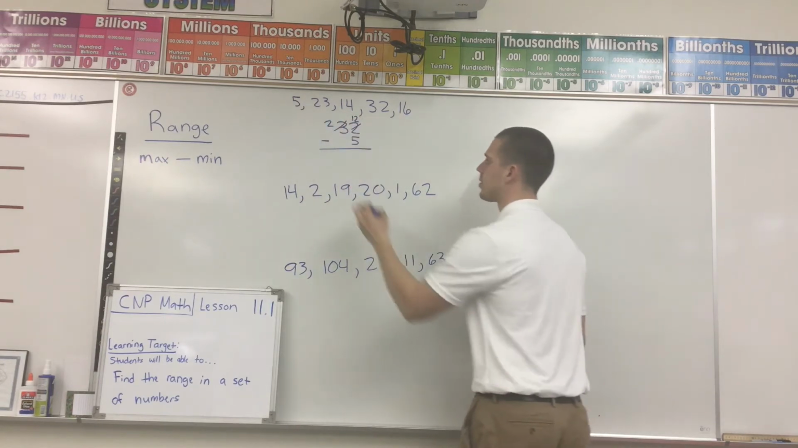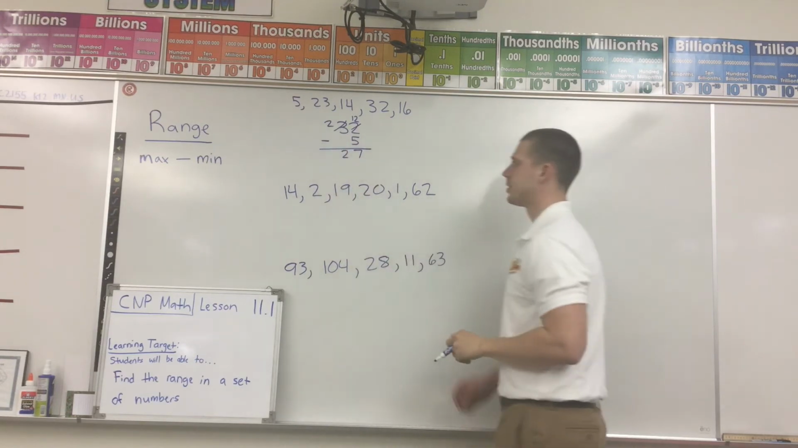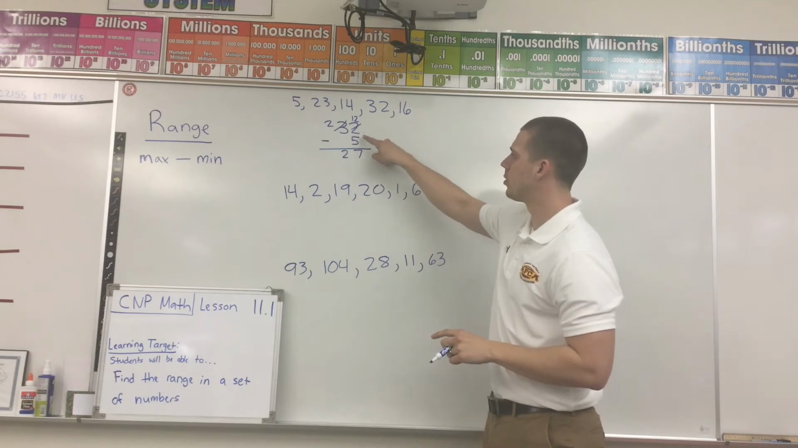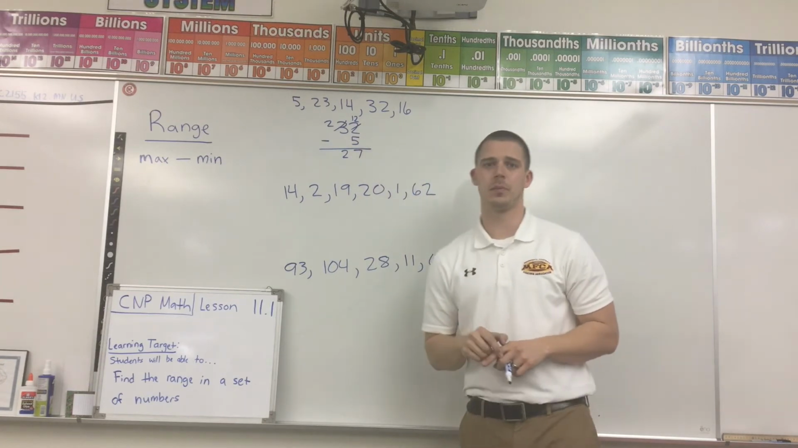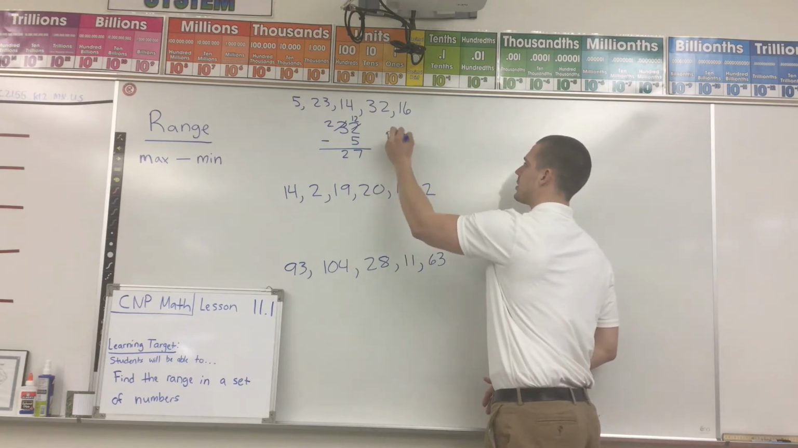12 minus 5 is going to give us 7, and 2 minus nothing is 2. So that means our maximum number of 32 subtracted by our minimum number of 5, and our range would be 27.